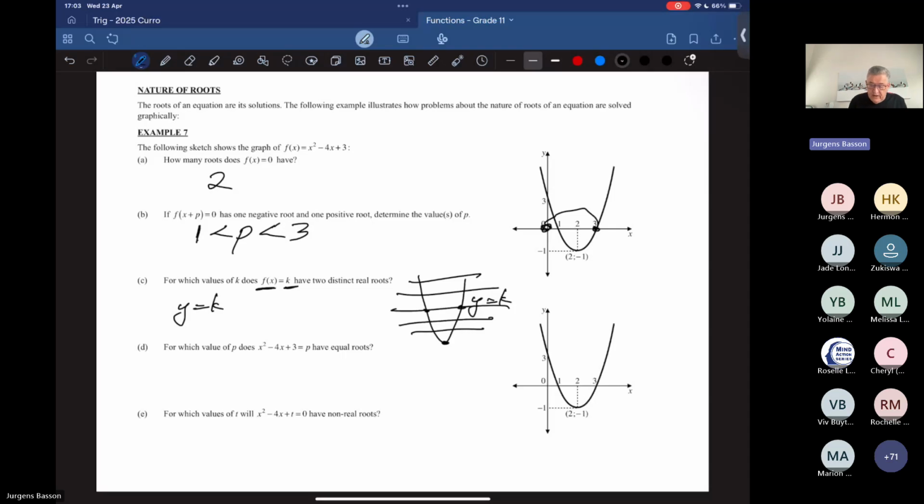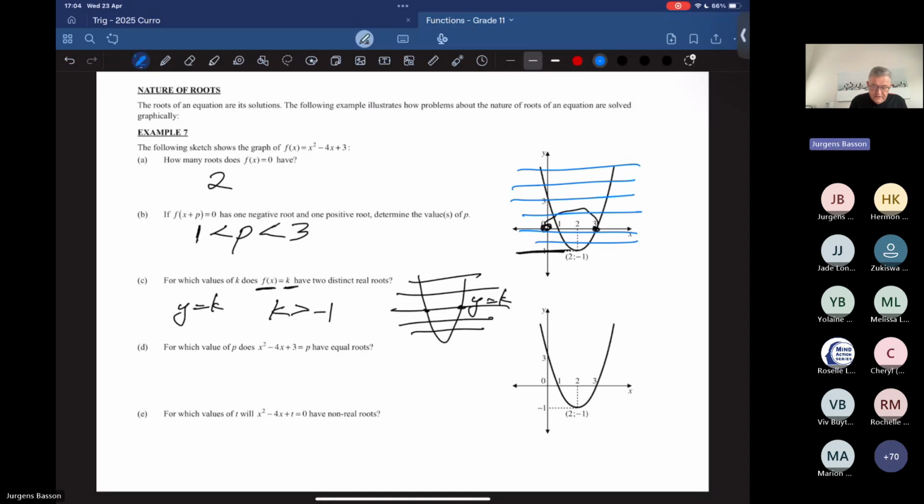So we must draw this k line above the turning point. And the turning point is at y equal to -1. So what must we do? We must say k, because they ask us for k, must be greater than -1. So this line of k must be drawn above -1. So we can draw it there, doesn't matter. But we can't draw it at the turning point, and then it's equal roots, and then no real roots, or non-real.